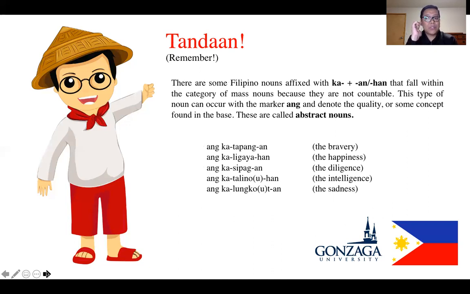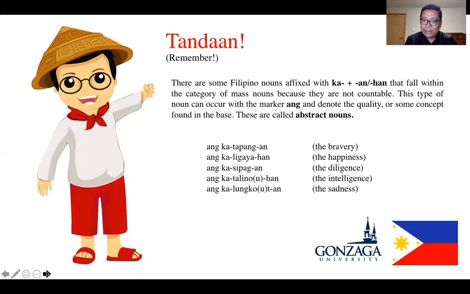Now, there are some Filipino nouns also affixed with the prefix ka, plus suffixes like an or han, that fall within the category of mass nouns because they are not countable. This type of noun can occur with the marker ang and denote the quality or some concept found in the base. These are called abstract nouns. For example, tapang means brave. But when you affix it with the prefix ka and suffix an, it becomes katapangan. So you can say ang katapangan, which directly translates to the bravery of blah blah blah blah.